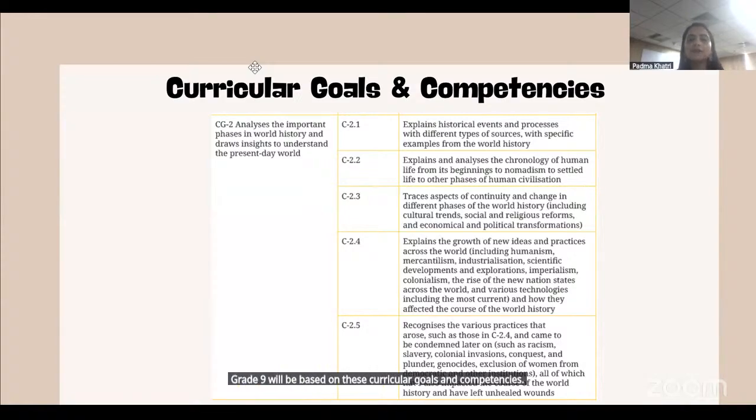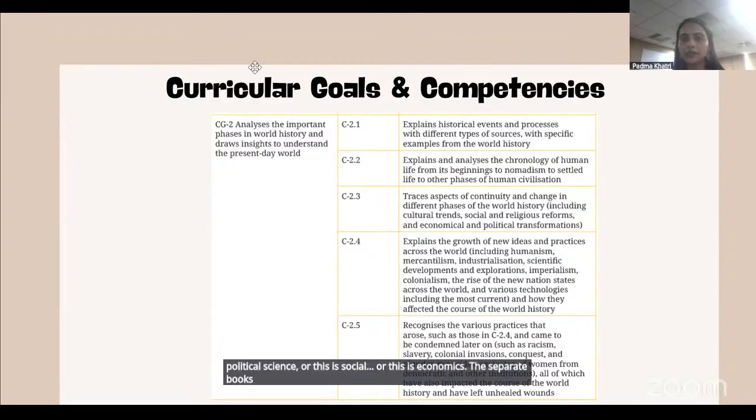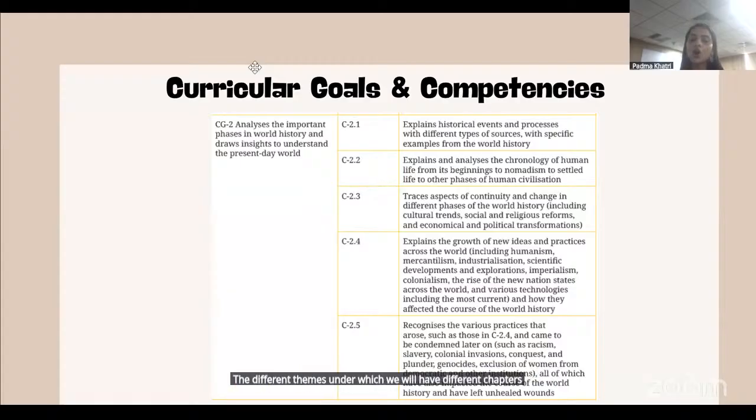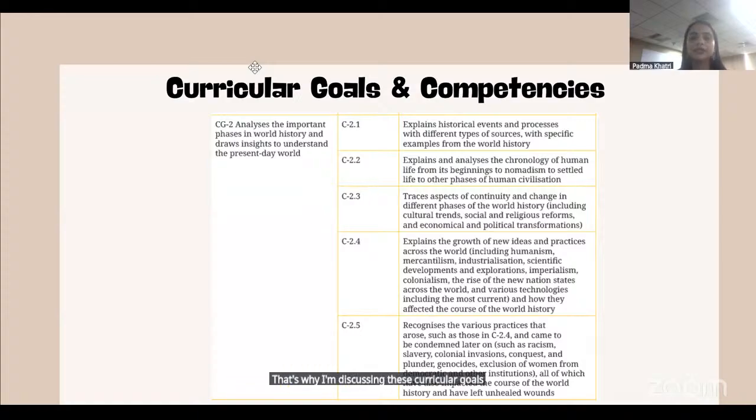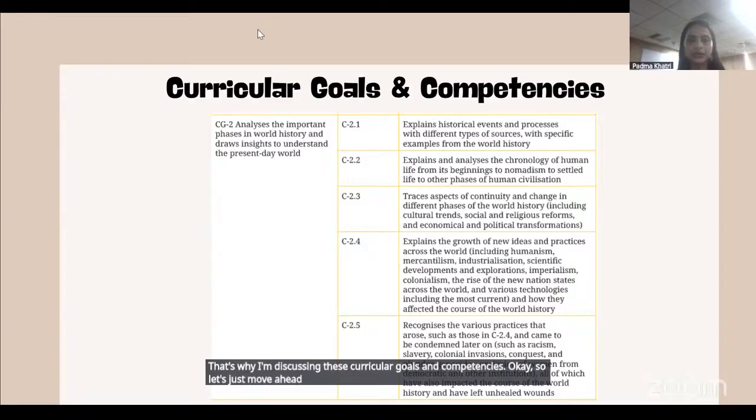There is no bifurcation that this is history, this is political science, or this is social, or this is economics. The separate books are not there. Okay, now we have 1 book referred to as part 1, and then we will have the different themes under which we will have different chapters. All the chapters will be based on these curricular goals and competencies. That's why I'm discussing these curricular goals and competencies. Okay, so let's just move ahead and continue.